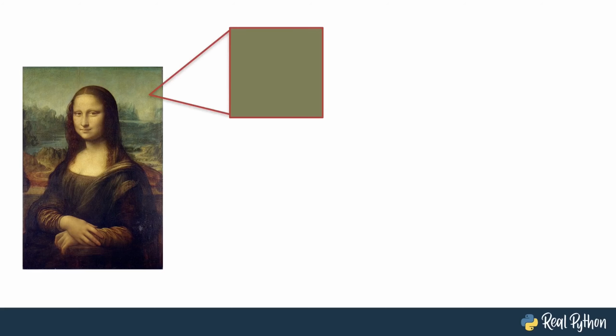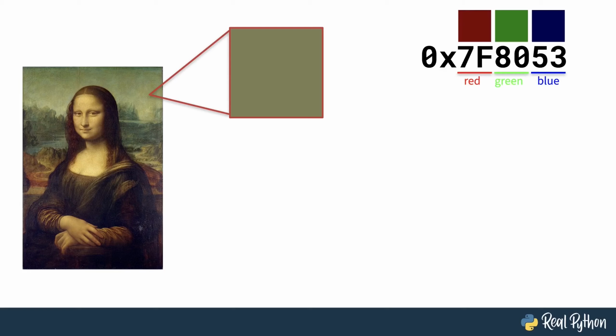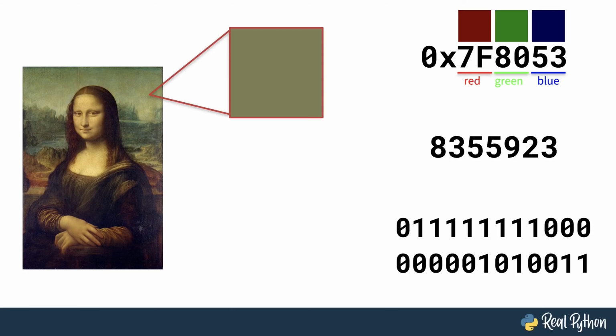Even Mona Lisa's sly smile on your screen is really just a large array of these numbers. Each pixel in the picture is represented by a number. This drab-looking square of greenish is the hexadecimal number 7F8053. The hex number breaks down into 3 parts: the red, green, and blue that make up the color. 7F8053 is decimal 8,355,923, or this long string of binary digits. It's binary all the way down.